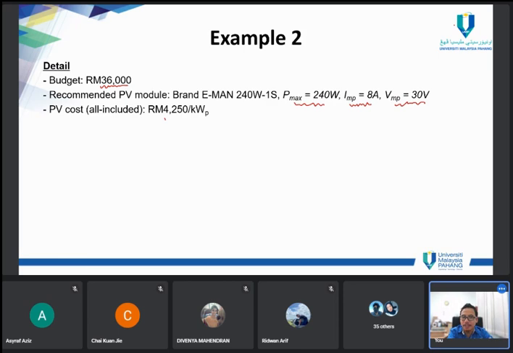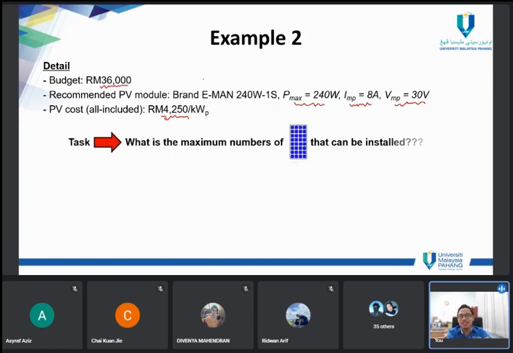Then the PV costs all included. That's why the price is slightly more expensive than the market value, but they promise you the best service, the best workmanship, the best finishing. That is what they promise you lah. So the question is, what is the maximum number of modules that can be installed?